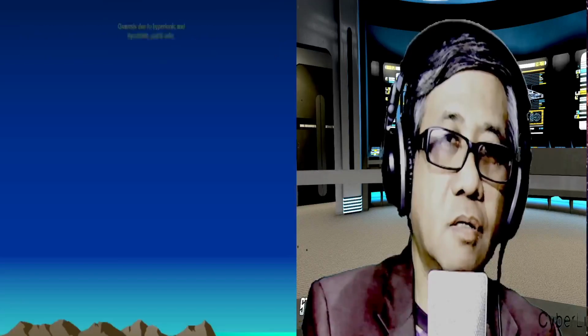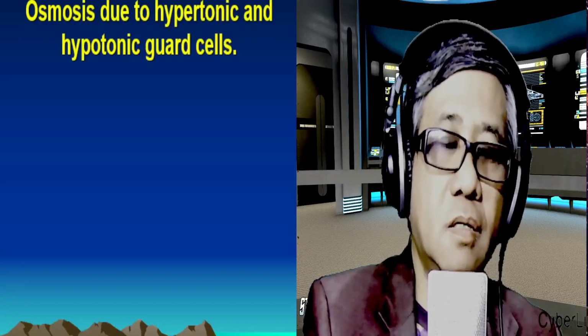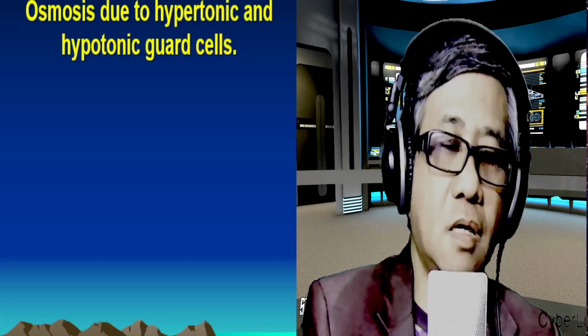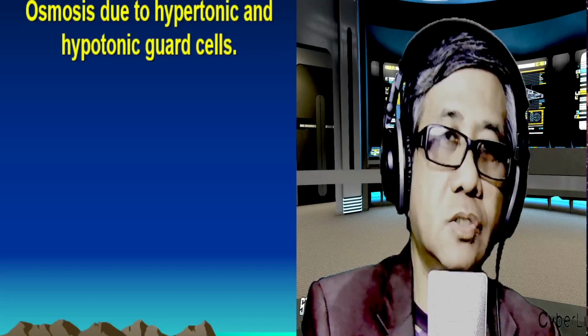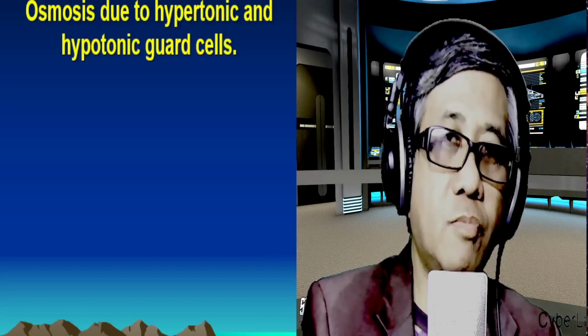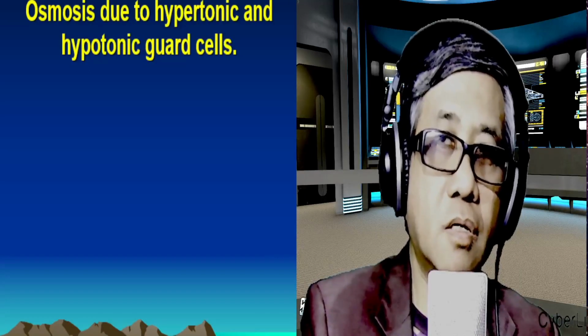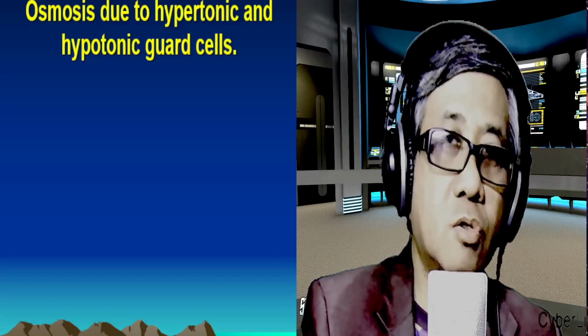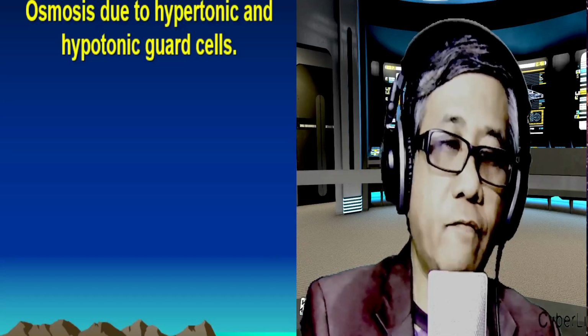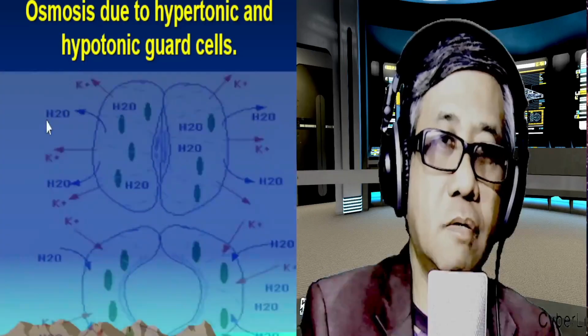But in dry conditions, these guard cells tend to lack water, they tend to relax, so the stomata closes. And the entry and exit of potassium ions will create either hypotonic or hypertonic conditions, and through osmosis, this will also affect the opening and closing of the stomata.